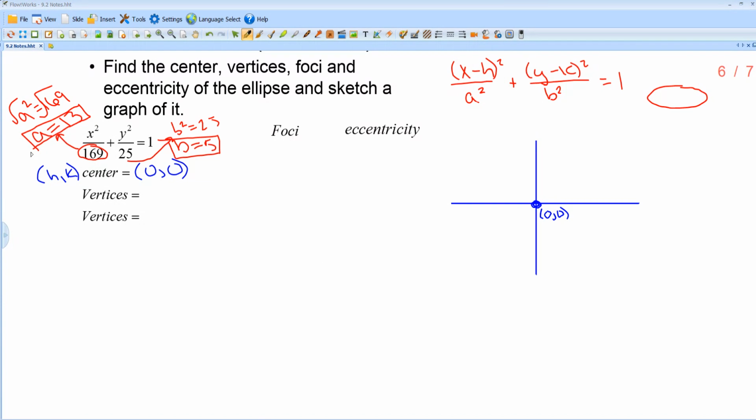Now, the a value being 13 tells you how far you move along your major axis. So starting from my center, I will go 13 to the right: 1, 2, 3, 4, 5, 6, 7, 8, 9, 10, 11, 12, 13. And I'll have 13 comma 0. And 13 to the left: 1, 2, 3, 4, 5, 6, 7, 8, 9, 10, 11, 12, 13.